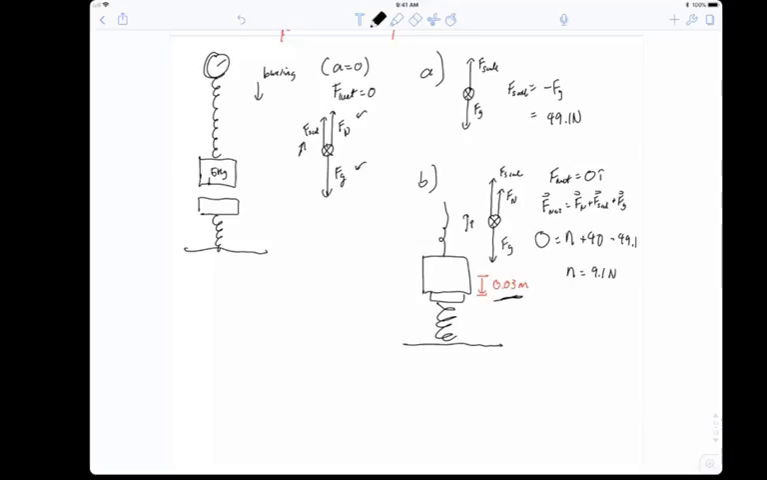This is useful because we also know how far it's been compressed. So the force from a spring is K times the displacement. So 9.1 is equal to K times 0.03. So the stiffness of the spring is 303 newtons per meter.